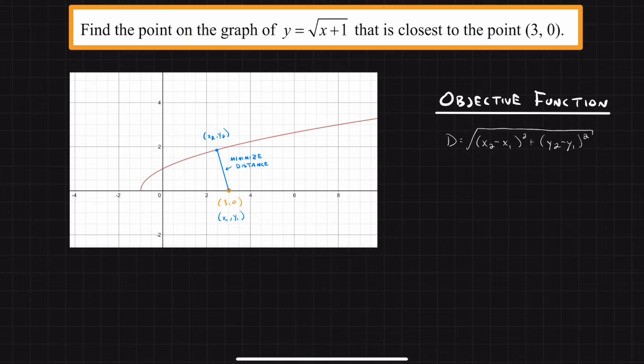The Euclidean distance between 2 points is equal to the square root of (x2 minus x1) squared plus (y2 minus y1) squared. Can you think of what the constraint would be for this function? We know that one of the points has to be (3, 0), so you could think of that as a constraint. But more specifically, the constraint in this case is that y has to be equal to the square root of x plus 1. This is what's constraining the relationship between the x and the y variables along the curve.